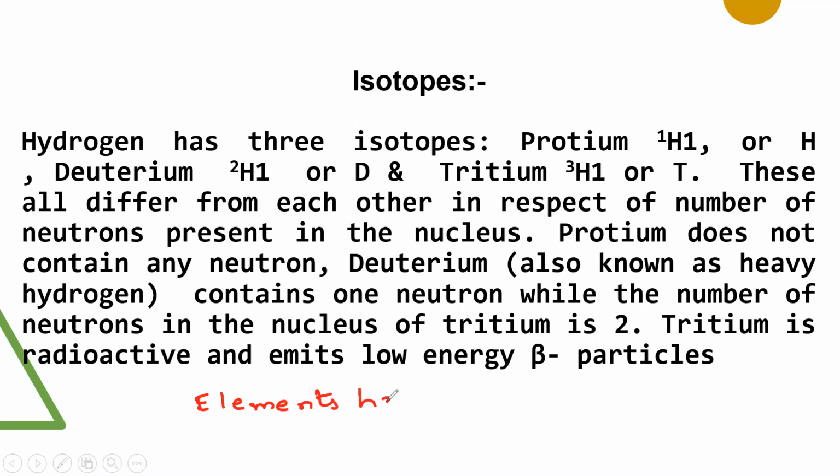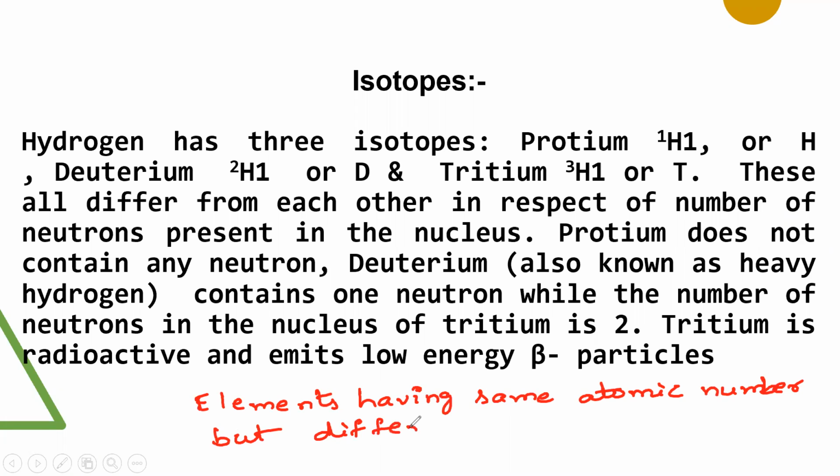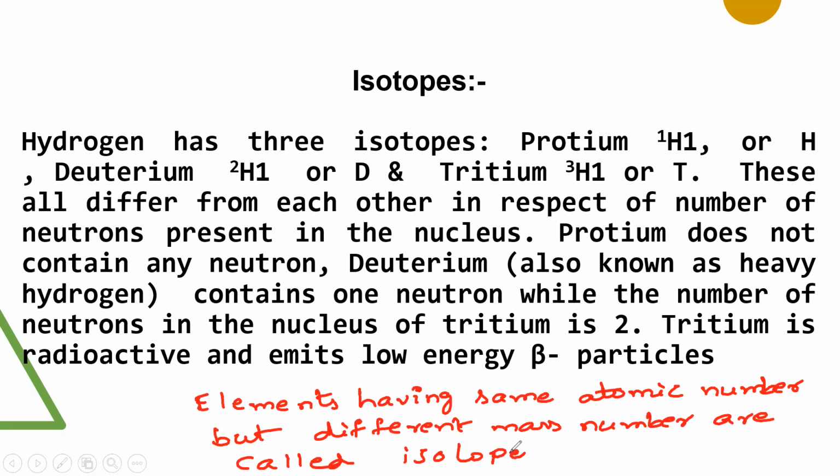Elements having the same atomic number, but different mass number, atomic mass, or you can say mass number, are called isotopes. Are called what? Are called isotopes. So many elements in the periodic table can form isotopes.